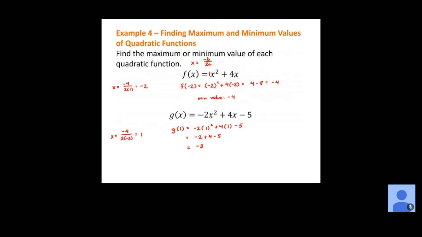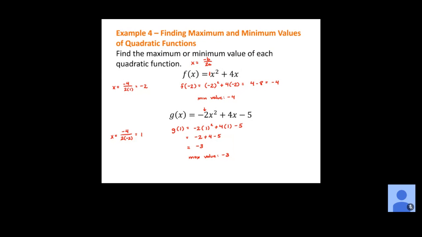Again, the last step is just to determine, do we have a min or a max? Well, in this case, our a value is -2, right? Because we're looking right here at this value here. That tells us our parabola is going to open downward this time, which means we're actually going to have a max. We have a max value of -3.